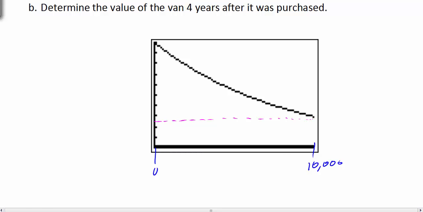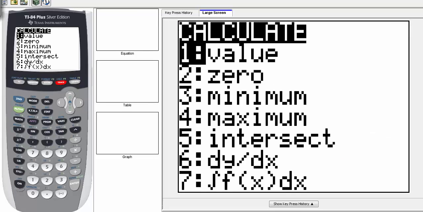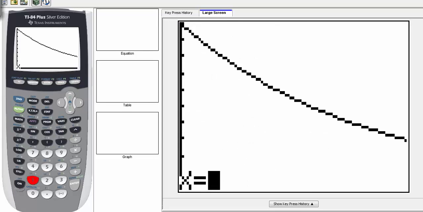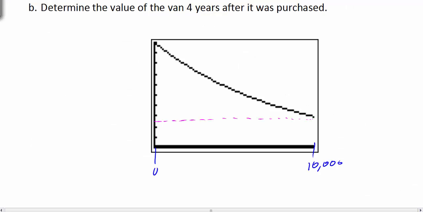And if I was to plug that into the calculator, if we went to second and trace, that's where we want to calculate a value, which is 1. So when x is equal to 10,000, notice at 10,000 we still get 2.97 grams. So almost 10,000 years after this 10 grams, we still almost have 3 grams left. So you can see that it takes a very long time for this to disappear.